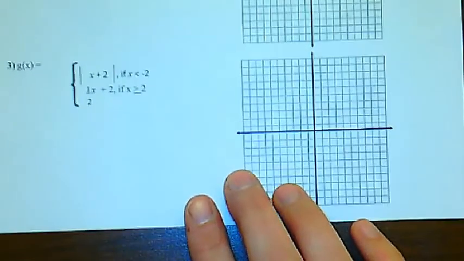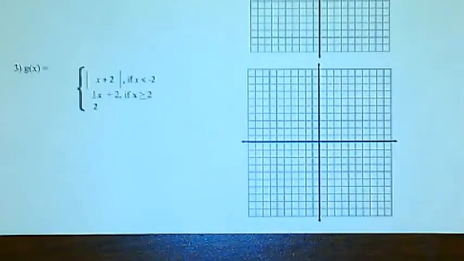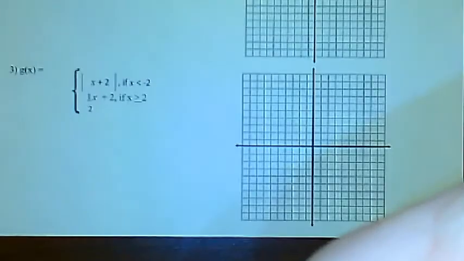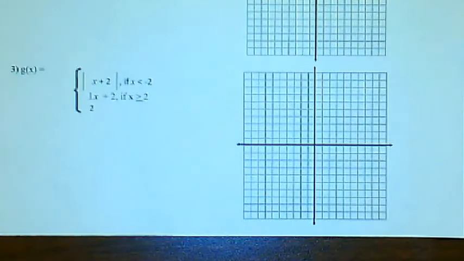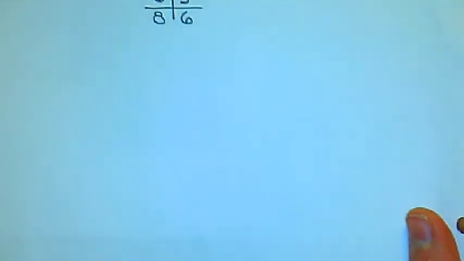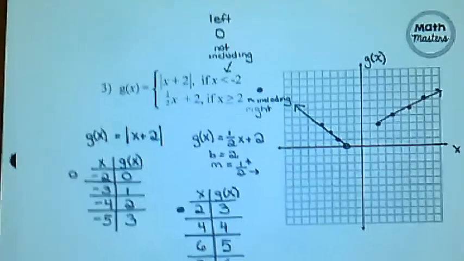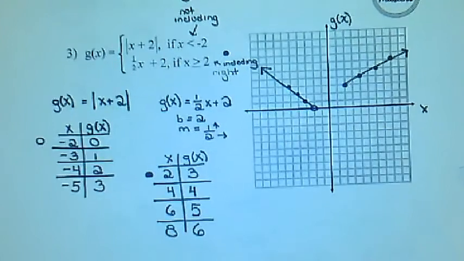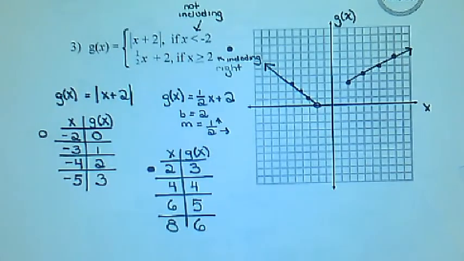So number 3, we have a little bit of experience now with our absolute value, so I put an absolute value question. Again, you separate these two, and then you look at the domains. For the first one, that's absolute value. I separated that over here. So here's the first one. That's not going to include, so it's going to be an open circle at this point.